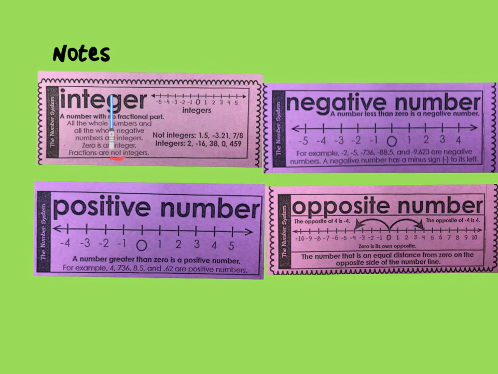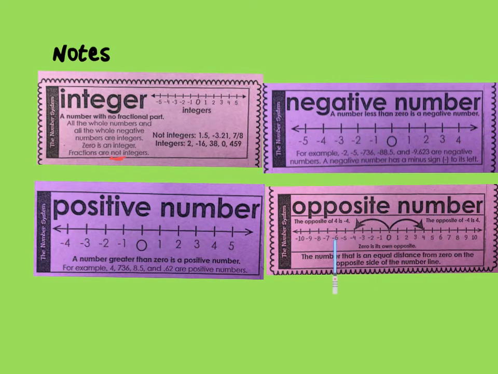So integers, you should know the definition, since that is what we're going to be discussing. Positive numbers: a number that is greater than 0 is a positive number. For example, 4, 736, 8.5, and 6200ths are all positive numbers. So even fractions and decimals can be positive numbers. A negative number is kind of the opposite of that. A number less than 0 is a negative number. So anything that's to the left of the 0 on the number line is going to be negative.